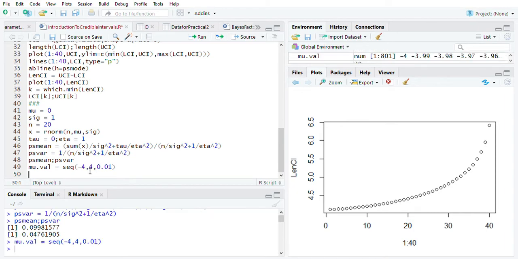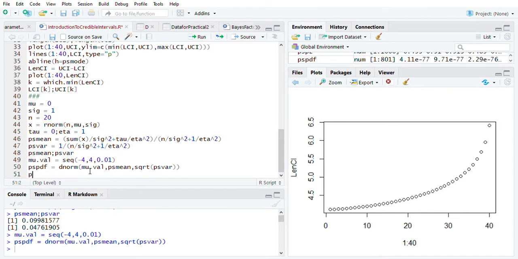Okay, so now let us plot the posterior distribution. It will be dnorm at point mu dot val with mean as posterior mean, and standard deviation as the square root of posterior variance. Now let us plot this. Plot mu dot val and the posterior PDF.